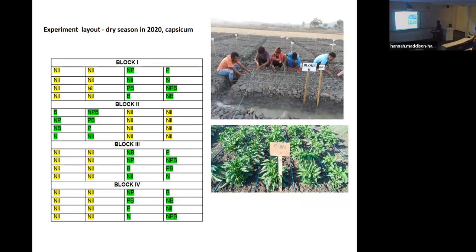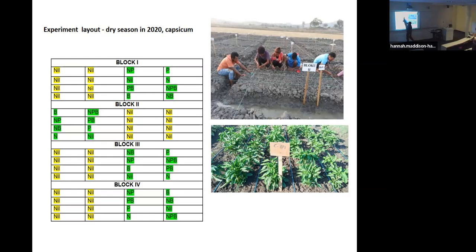Let us go and explain a little bit about this slide. This slide is about the layout for capsicum in the dry season in 2020, because I was doing something in sequence, vegetable to rice. So the design is also according to the sequence. So let us go and explain.